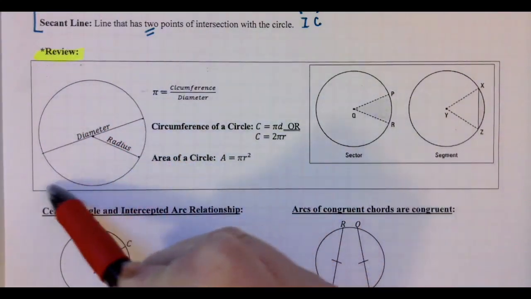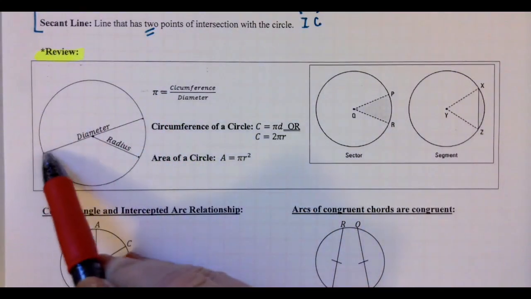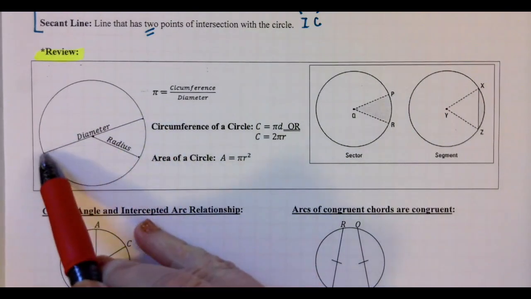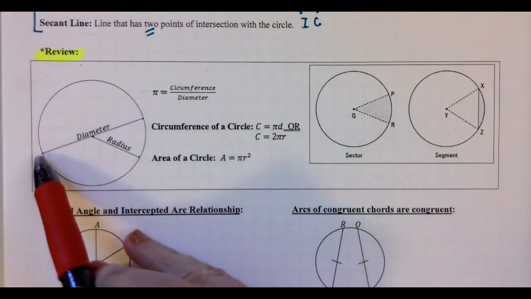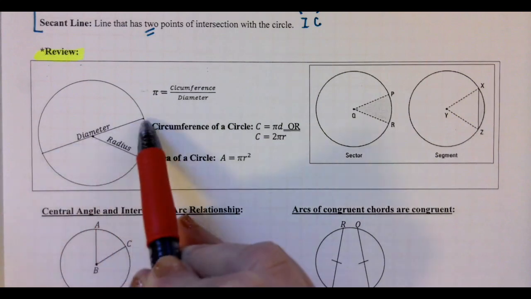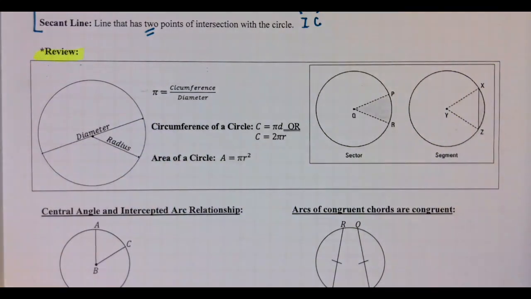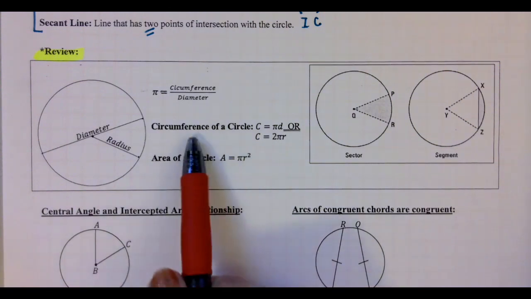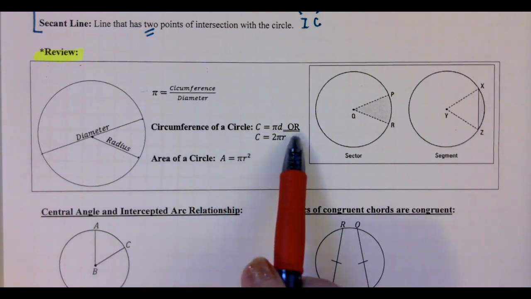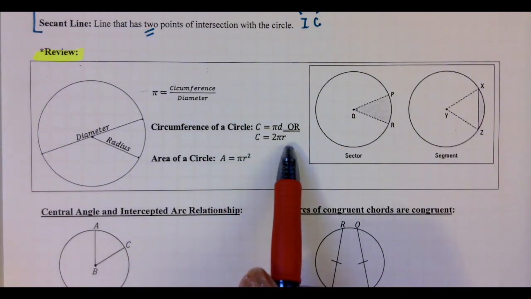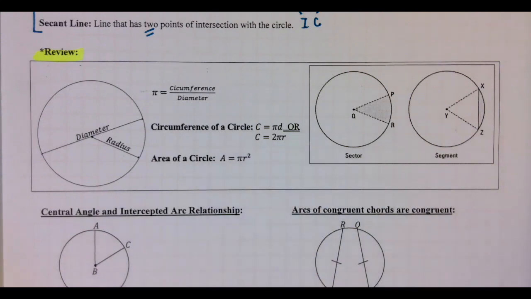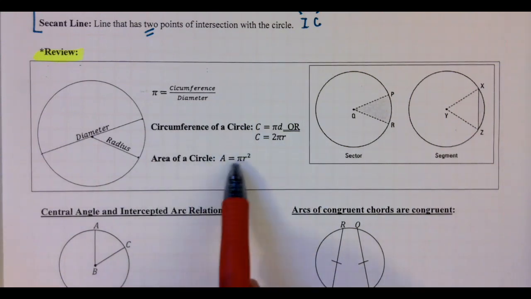The total distance around a circle, divided by the diameter, the longest distance that we can draw connecting one point on the circle to the other, passing through the center of the circle. So pi is the ratio of circumference to diameter. Okay, and then the circumference of a circle would just be pi times diameter, or 2 pi r, because we know that a diameter is 2 times the radius. Okay, area of a circle is pi r squared.